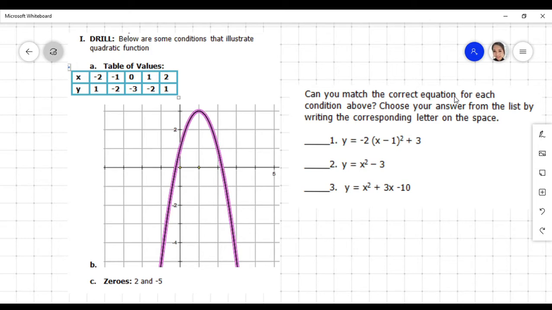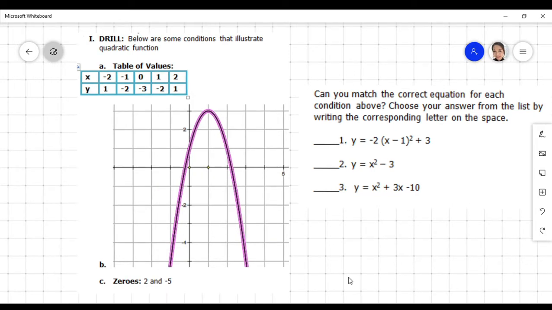Choose your answer from the list by writing their corresponding letter in the space. So this is our letter A, letter B, and letter C. We have to correspond it to the right equation here. So, how will we do that? So, yan yung pag-aaralan natin ngayon. Pero bago natin ito sagutan, pag-aaralan muna natin what are the procedures and how we can write quadratic equation given some conditions ng ating quadratic function.